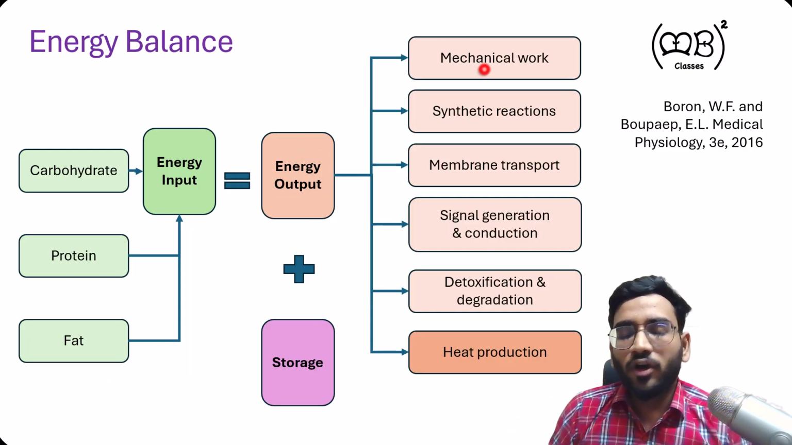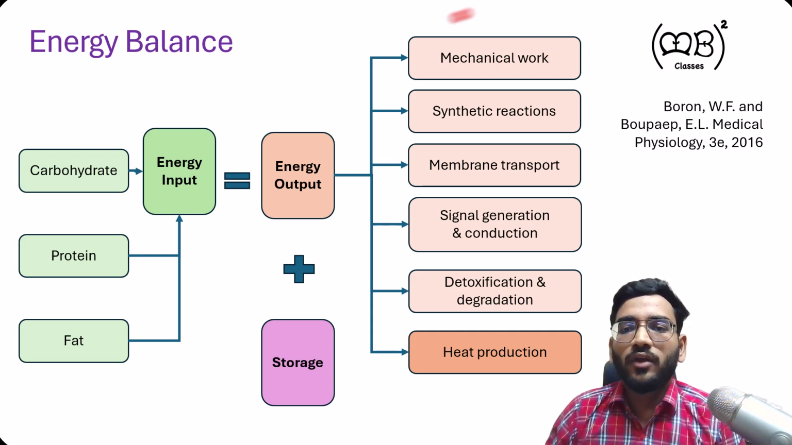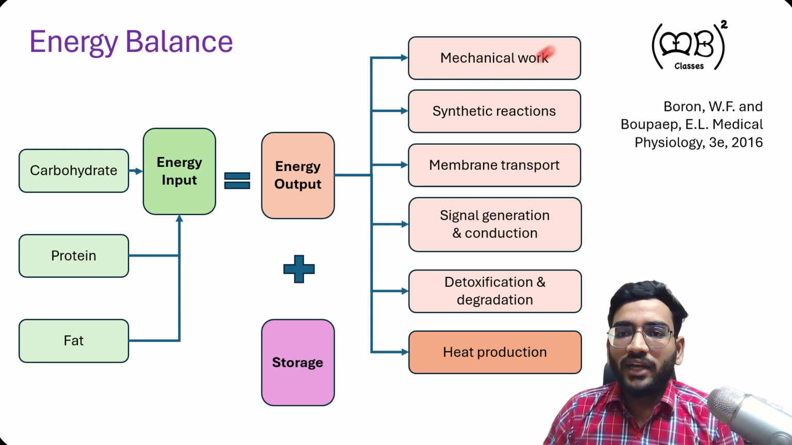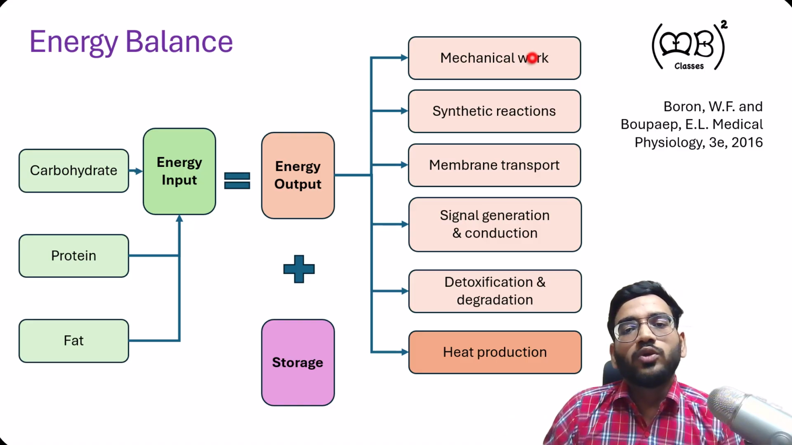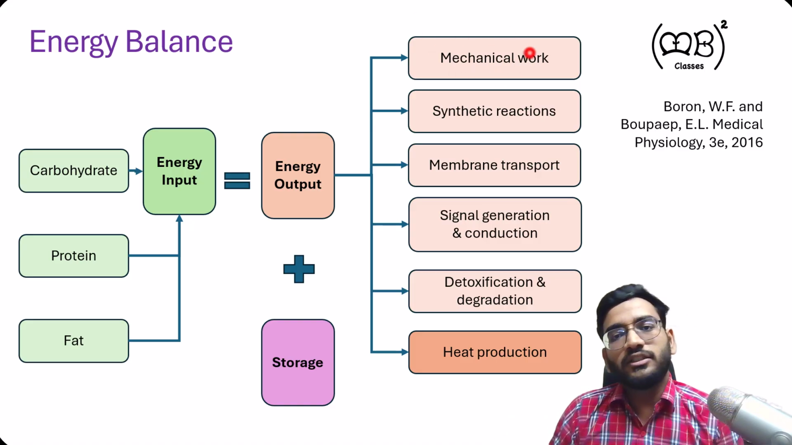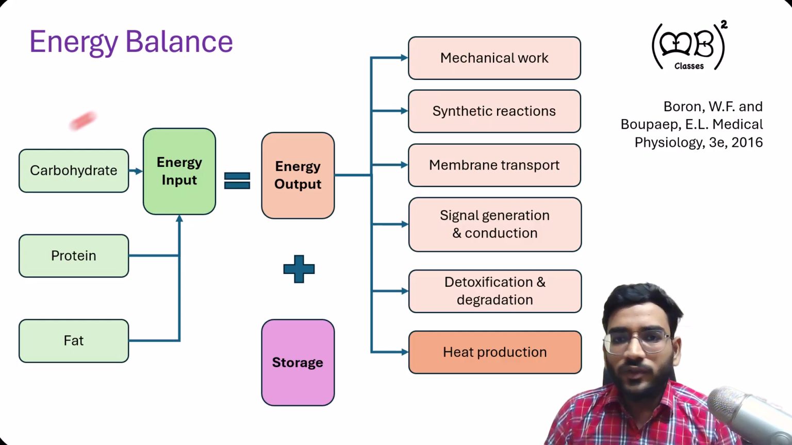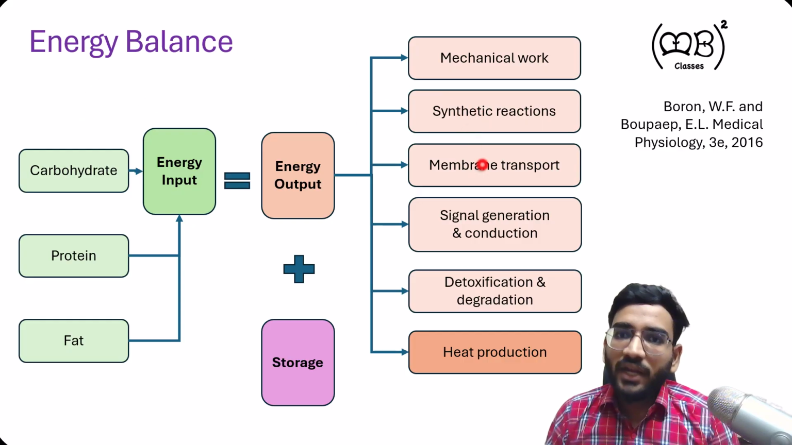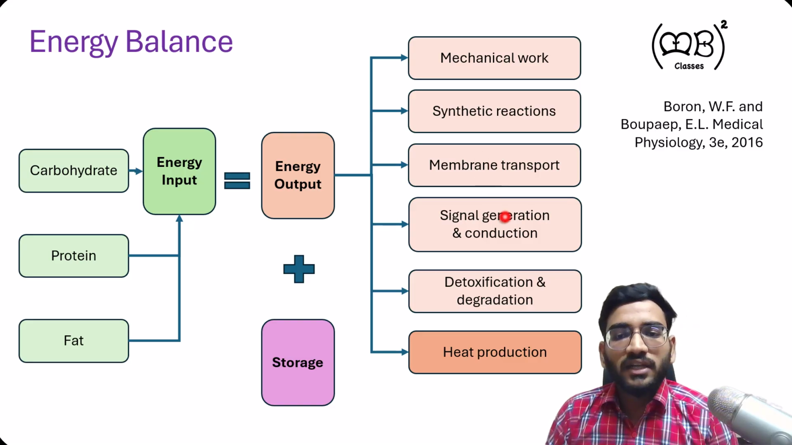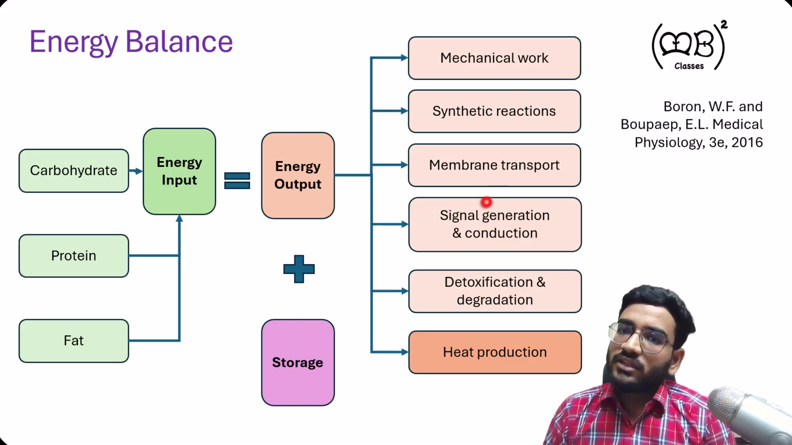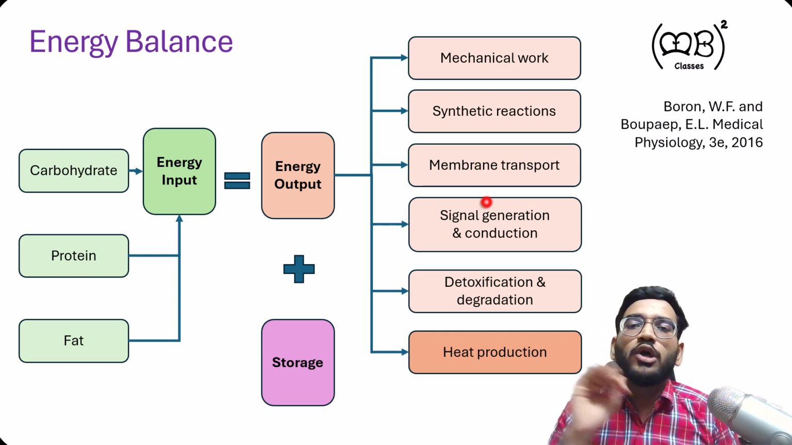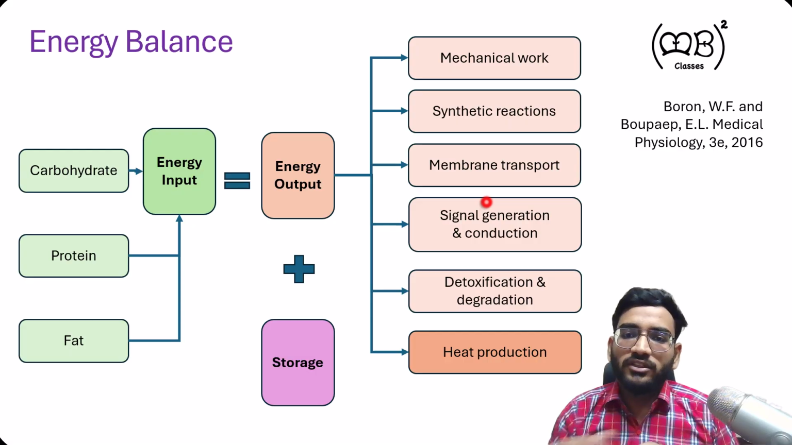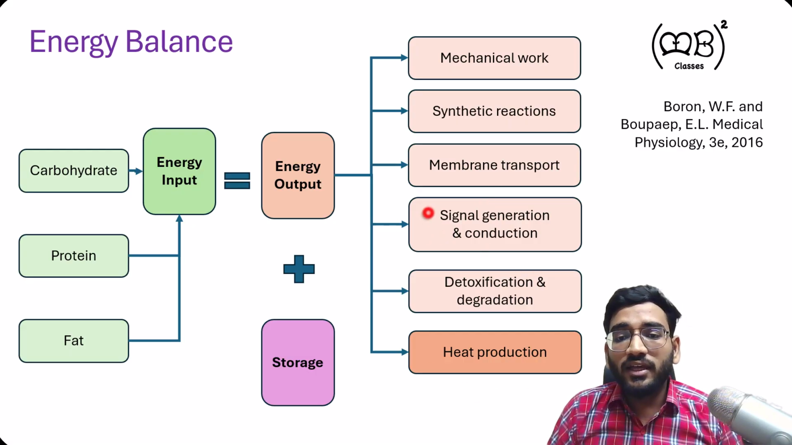Energy output is in the form of mechanical work, which is the physical work. This is the voluntary work which we can increase or decrease. So 10 to 20% of the total energy output is in the form of voluntary skeletal muscle activity, which we can control. So if we want to lose weight, this is the one which we can increase or decrease by our will. Then there are synthetic reactions which we talked about, biosynthetic intermediates. There is membrane transport which requires a lot of energy. There is signal generation and conduction via the action potential, and then the sodium potassium ATPase is required to reform the resting membrane potential. That is a very energy consuming process.